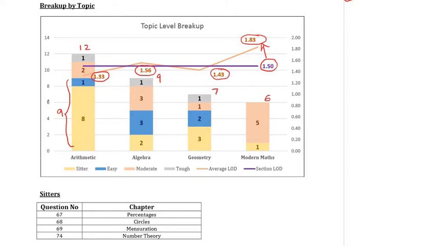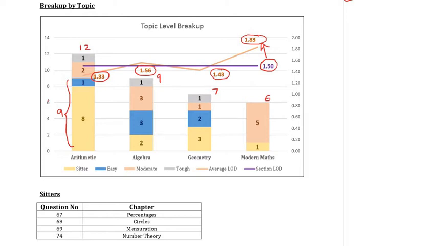Now, what are sitters? Essentially, from the point of view of the LOD, they are still classified as LOD 1. But even within easy, we've classified questions as either sitters, which means that you just read the question, you know what is to be done, apply the formula, you get the answer. And then there are some questions which are easy, but there are a couple of more steps involved or some application involved. But all of them are more or less doable questions.